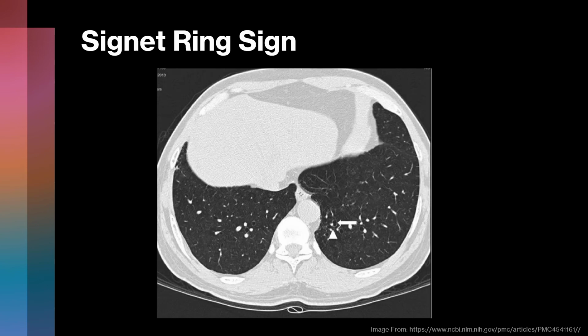Now moving on to our signet ring sign. So this is a classical sign seen on CT, and it indicates bronchiectasis, where there's a dilated bronchus and accompanying pulmonary artery branch seen in cross section. So this is indicated by the white arrow here.